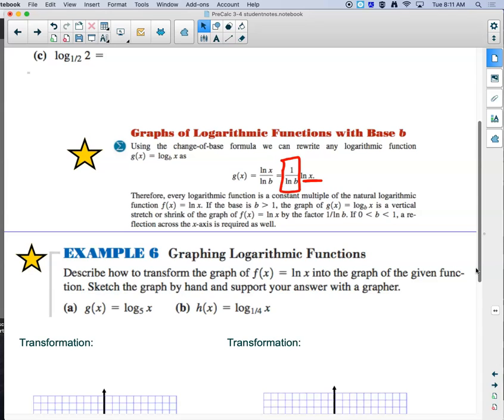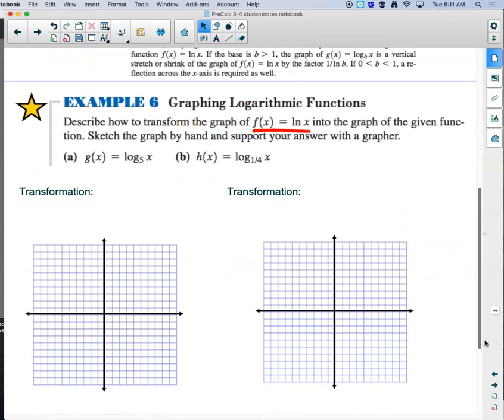So, example 6 says we're going to be graphing logarithmic functions. Describe how to transform the graph of f of x equals the natural log of x. So this is important. They're telling us we want to talk about the transformations for that natural logarithmic function, and we want to describe how to transform that given what we see when we change it so that we've got the change of base formula working for us. And then it says sketch the graph by hand, support your answer with a graphing calculator. Most of the time I'm not even going to bother with that.